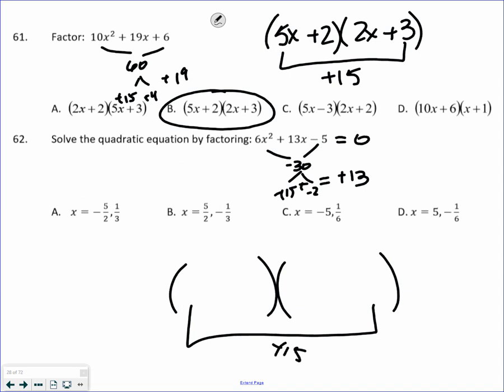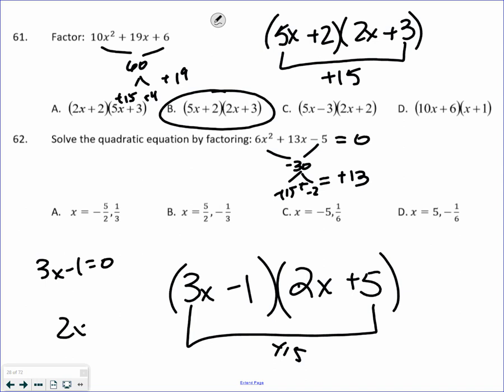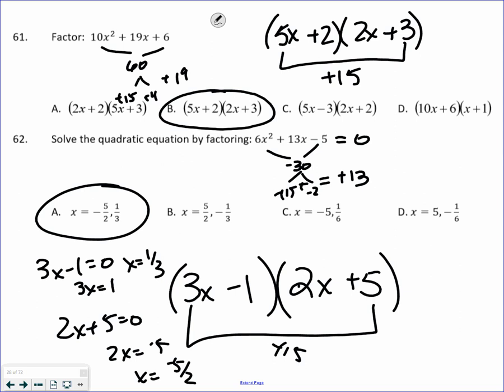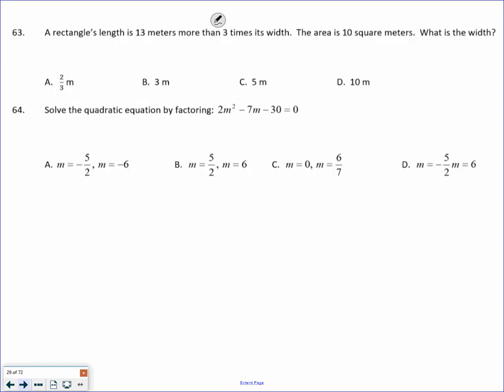And now taking a factor of the first one and a factor of the last one, I need to get 15. And then first times first must be equal first term. Last times last must equal last term. And now let's talk about solving. Set the parentheses equal to 0. So adding 1 and dividing, I get positive 1/3. Subtracting 5 and dividing, I get negative 5/2. And so I'm looking for positive 1/3 and negative 5/2. A is the correct answer.